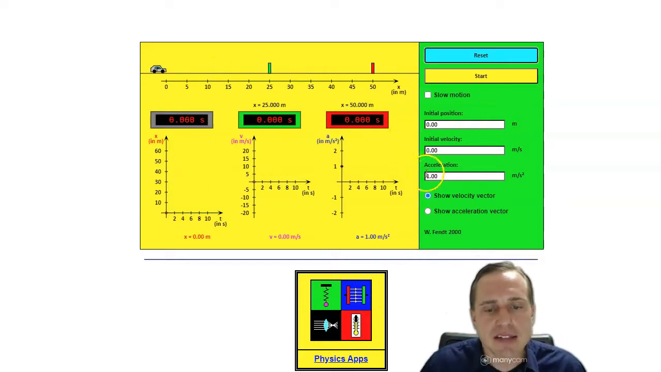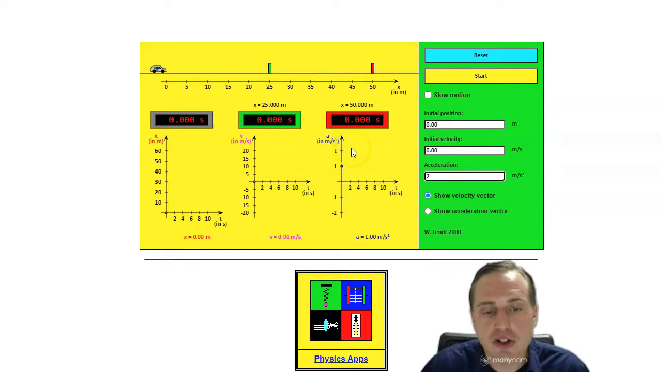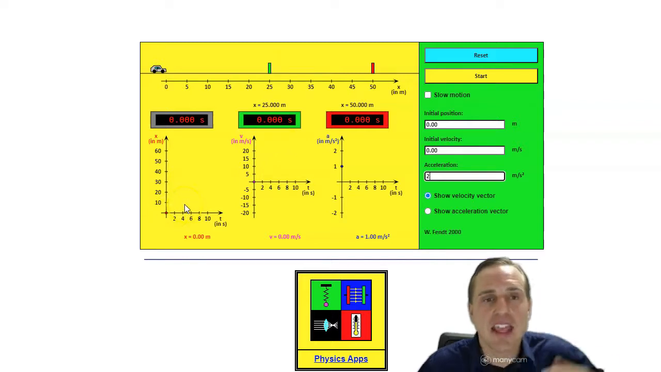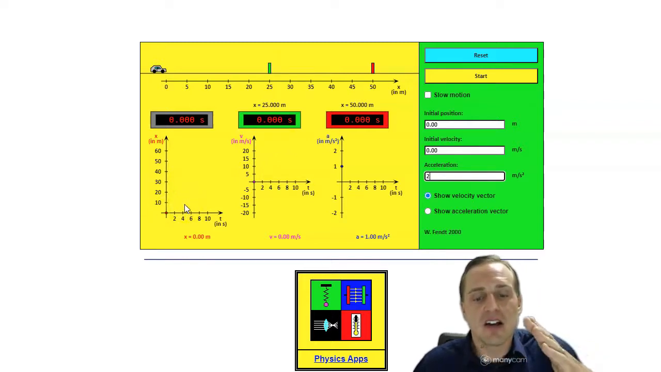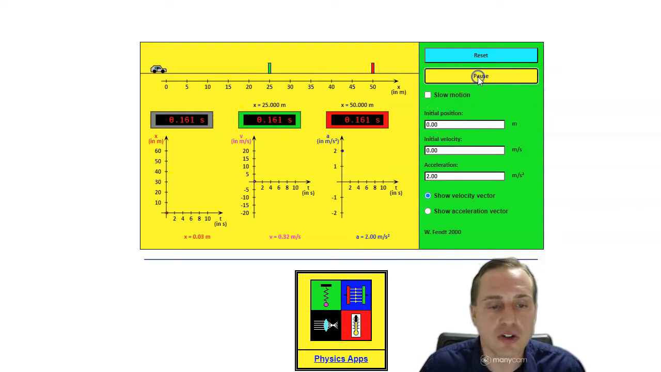Let's reset this and let's change it to 2 meters per second squared. So I think the car is going to speed up even faster. And the acceleration is going to be a constant function at 2 meters per second squared. You'll have what? A steeper velocity versus time graph. And I think that the parabola will rise even faster. It'll have a more steep concavity to the quadratic function.